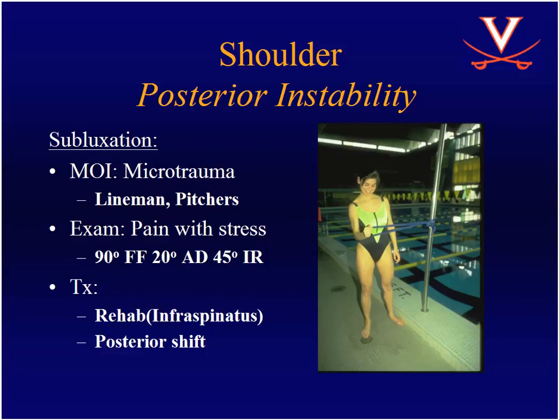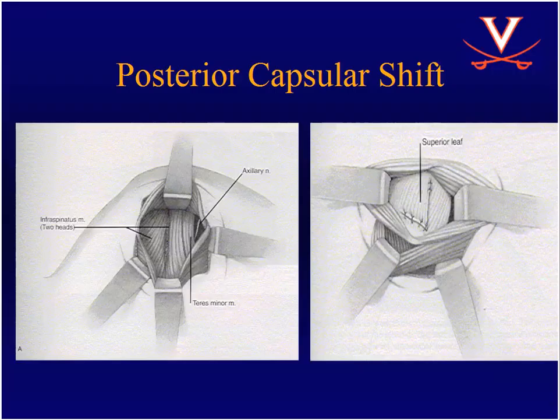But if you fail that after 6 months of trial of therapy, then you can do a posterior capsular shift. Again, either open or arthroscopically, reducing the posterior volume of the capsule, which is harder to do because that capsule's thin.